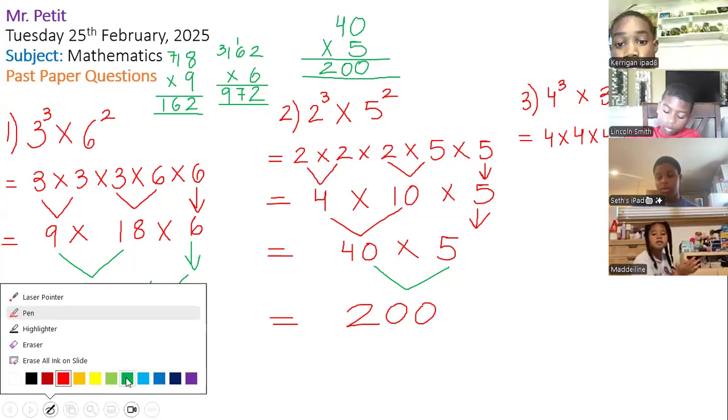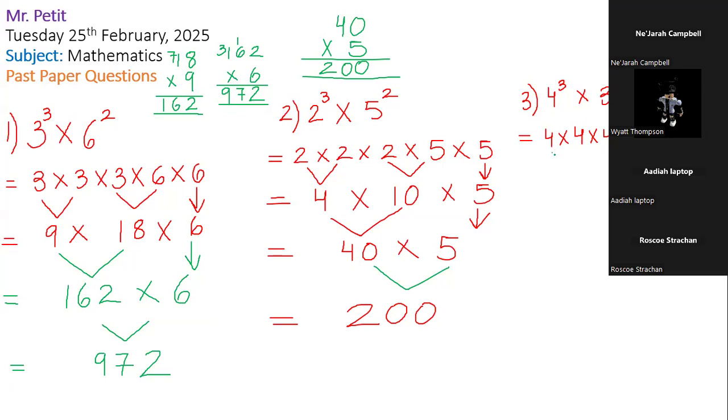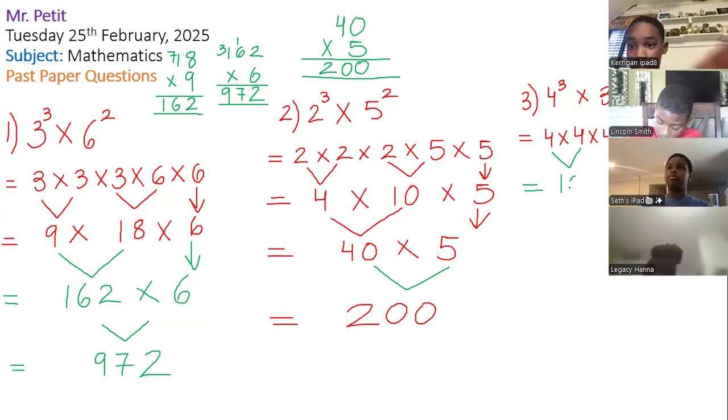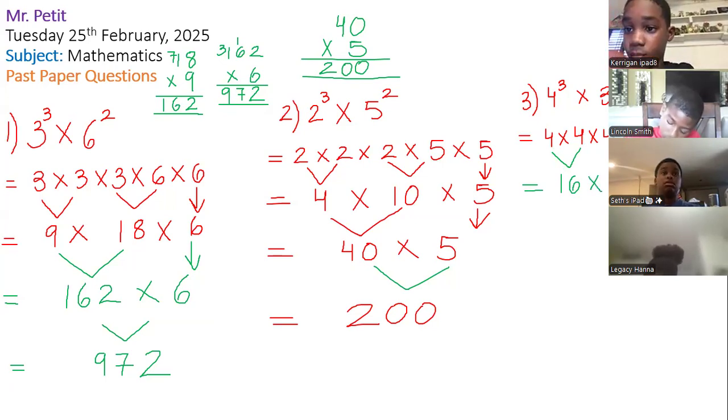Madeline, what do we do at this point? We multiply them all. So what are we gonna first start off with? 4 times 4. Very good. What is 4 times 4? 16. 16, very good. We bring 16 down, and then we do 4 times 3. What is 4 times 3? 12, very good. And we bring down the 3. We bring down the 3, very good.